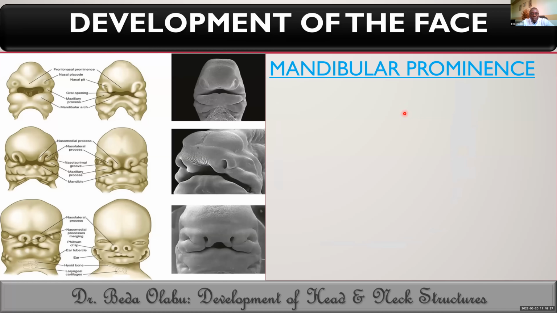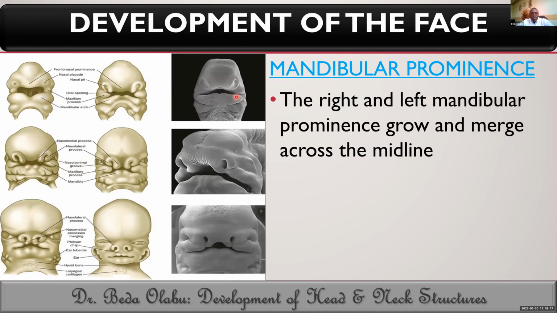Let's give an account of the mandibular prominence. This is the mandibular prominence. It's on the lower part of the stomodium. Usually, the right and the left mandibular prominences grow and merge in the middle. And so we already have the mandibular prominence here merged. Before, in this one, they're not yet merged, but now there we can see the merger, and here they're already merged.